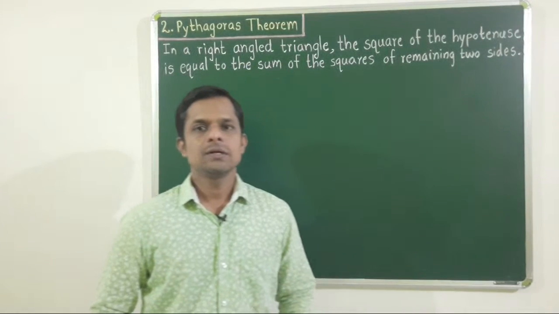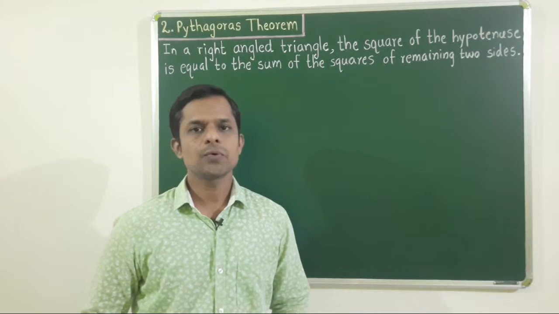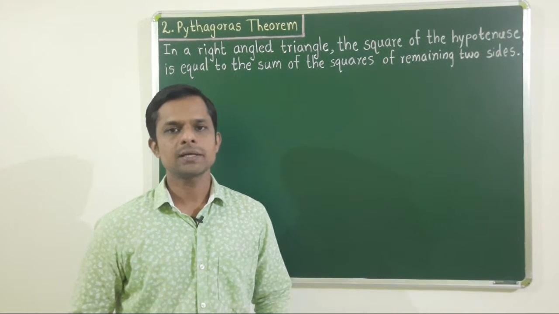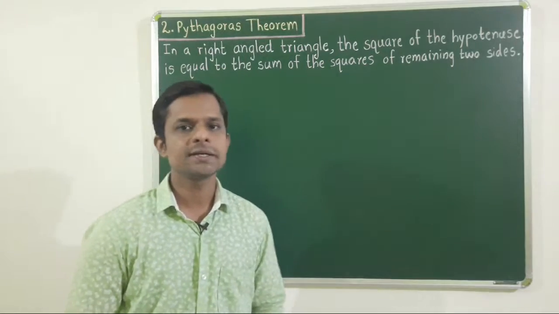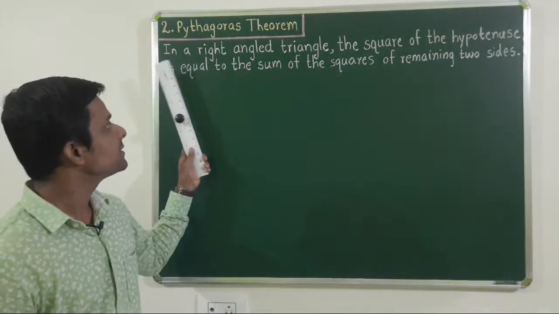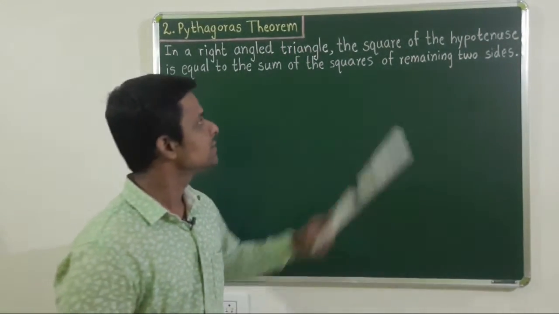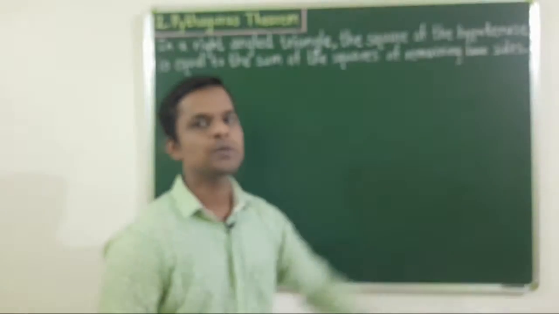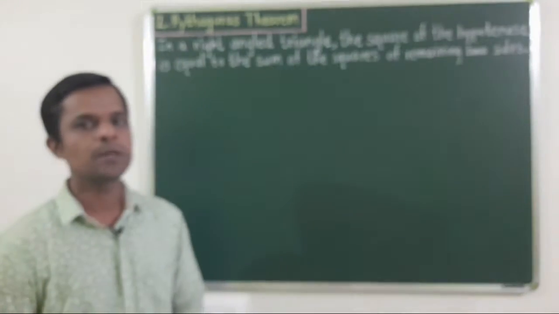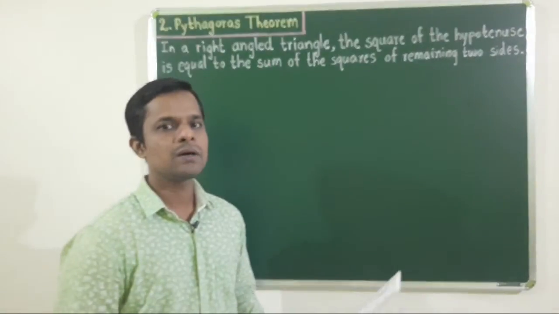Good morning. Today we are going to learn the most important theorem, that is Pythagoras theorem. The statement of this theorem is: in a right angle triangle, the square of the hypotenuse is equal to the sum of the squares of the remaining two sides. This statement you already know, but we'll prove this theorem in this video.